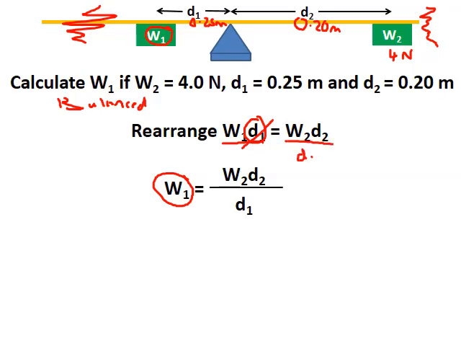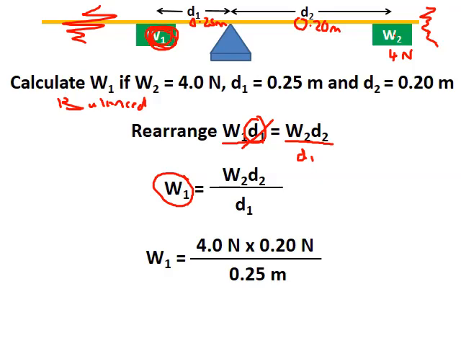So the weight of this object here equals the weight of the second object times the distance of the second object divided by the distance of the first object. So we'd get 4 times 0.2 meters, divided by 0.25 meters, and the weight would equal 3.2 newtons.